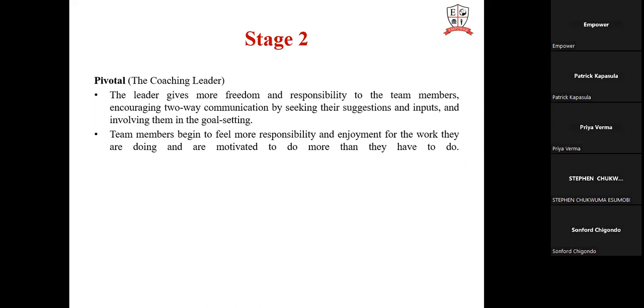because they've been involved in setting the goals of the organization or the team. They take the goal as their responsibility now, because they've been part and parcel of goal setting.